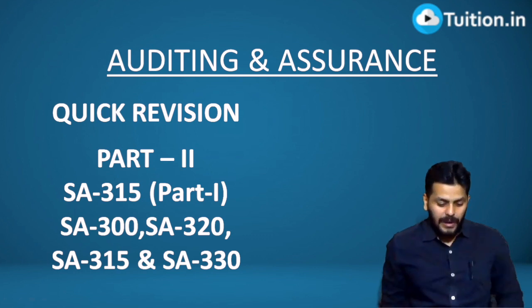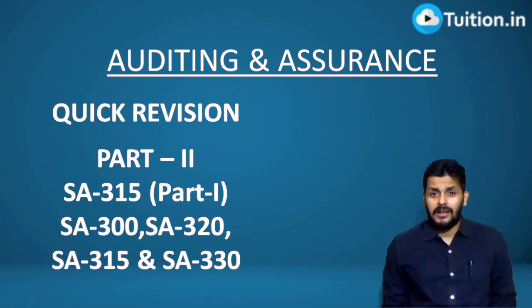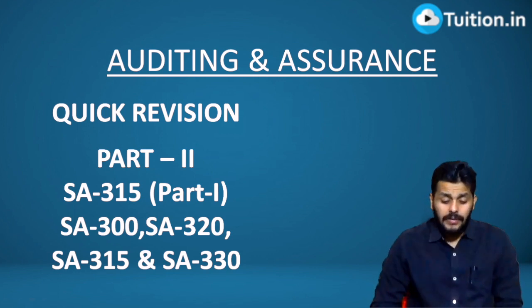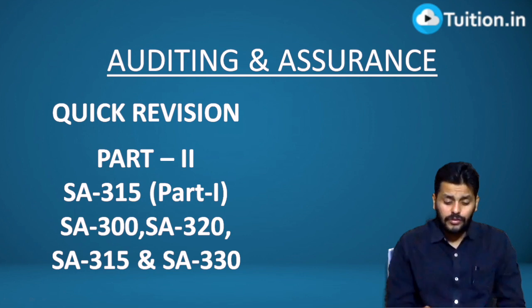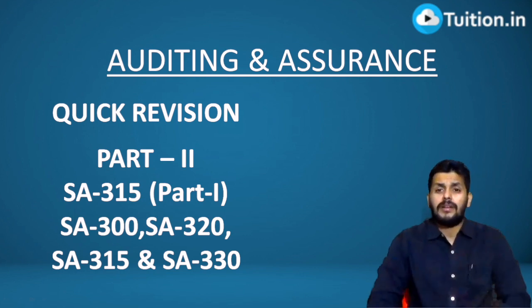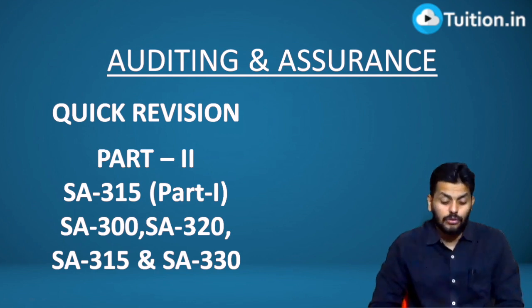Guys, so this is quick revision part 2. We have already seen up till engagement of the auditor in the last session. So in this session we will be going to see the quick revision of the further steps. So this is the scope of this session: 315 part 1, that is obtaining the knowledge of client business. I'm going to take you through that.